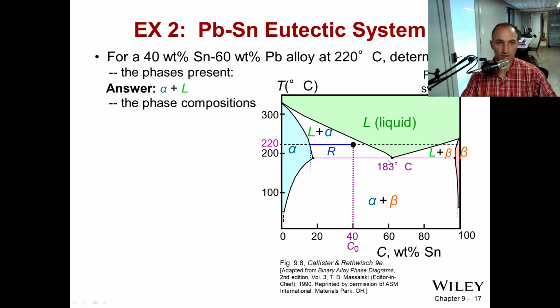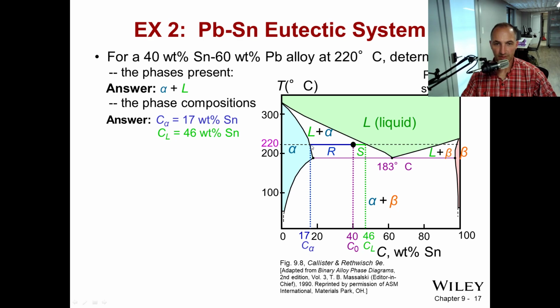Second question, what are the compositions of each phase? Draw that horizontal isotherm till it intercepts the next phase that it comes across. Here is alpha. So that means 17 weight percent tin is in that alpha phase, and 46 weight percent tin is in the liquid.